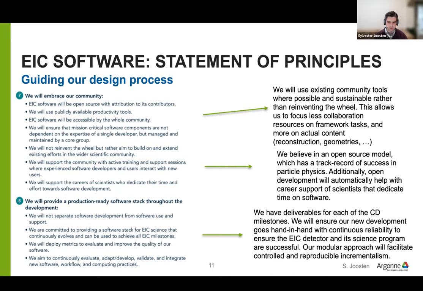And finally, we do have deliverables. We have a very aggressive schedule for the EIC critical decision process. We need to make sure that all of our new developments go hand in hand with continuous reliability to ensure the EIC detector and science program. Which means that we really need to, at all costs, avoid having any kind of regressions based on, for example, improvements that we know we need to make, or refactorings we know we have to do in the long run. This should be partially helped by sticking strictly to a very strongly modular approach.